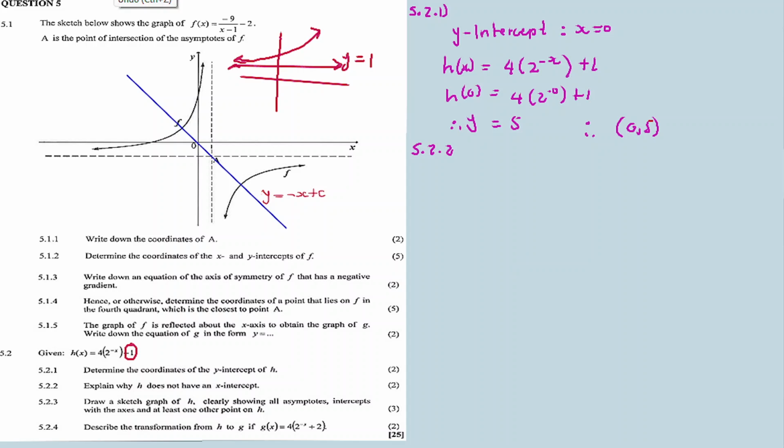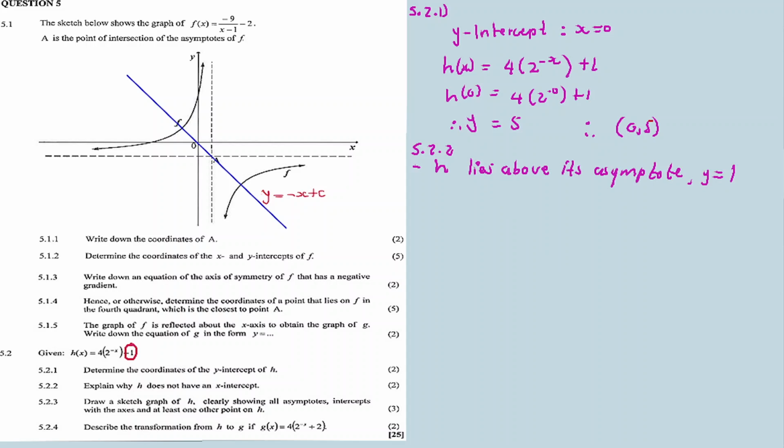It's because there's an asymptote of y equal to 1, and h lies above its asymptote. 5.2.3: draw a graph of h clearly showing all the asymptotes, check, the intercepts with the axes, check, and at least one point. So the asymptote is y equal to 1. Intercept: I only have one intercept, which is the y-intercept. There's no x-intercept because h lies above the asymptote.